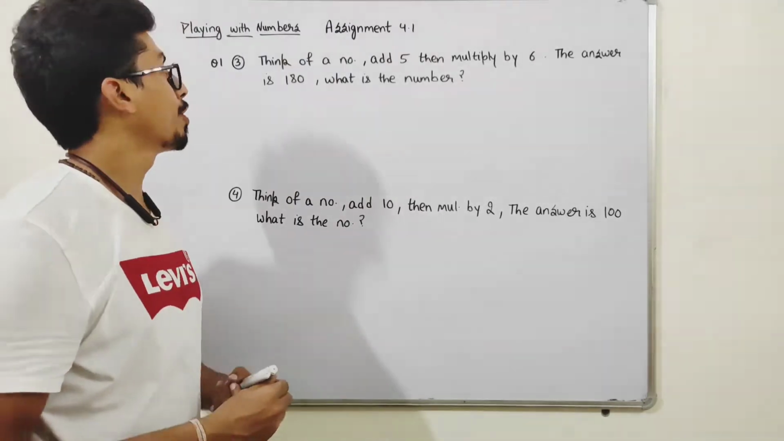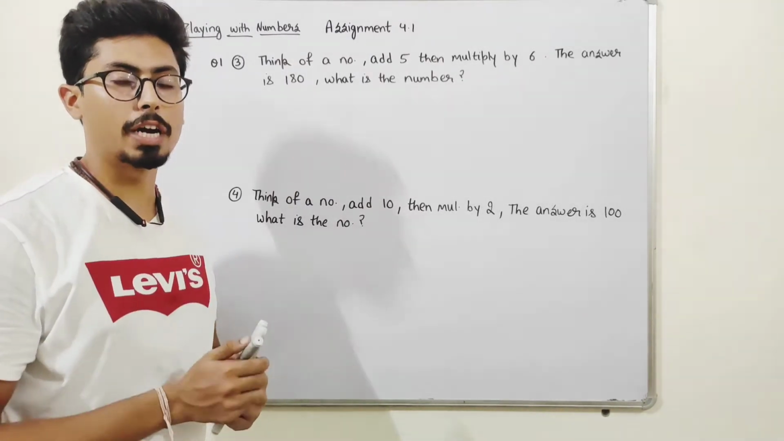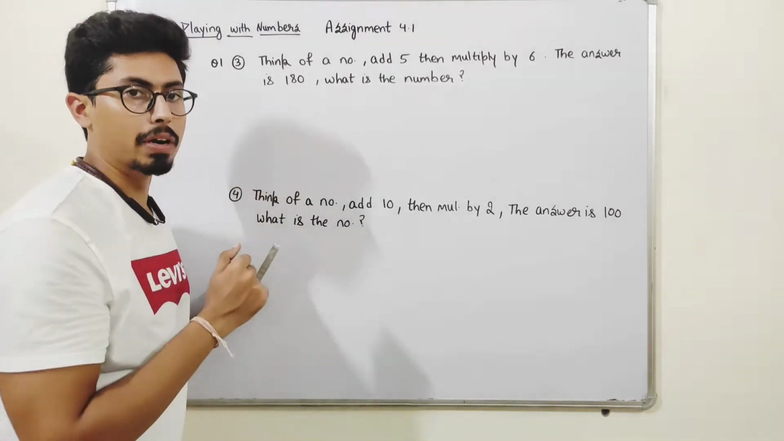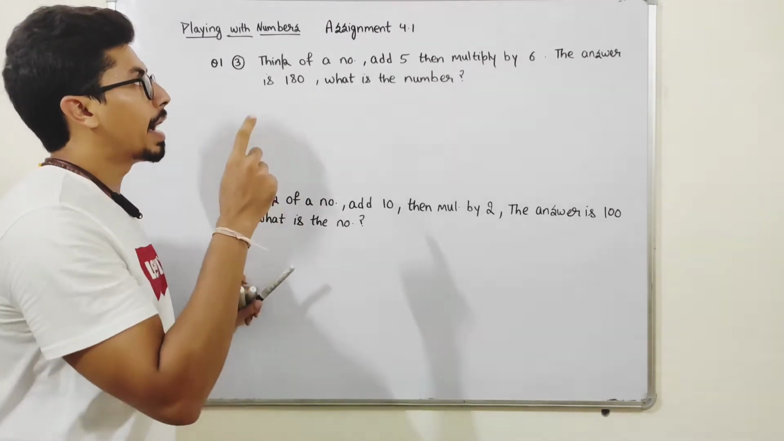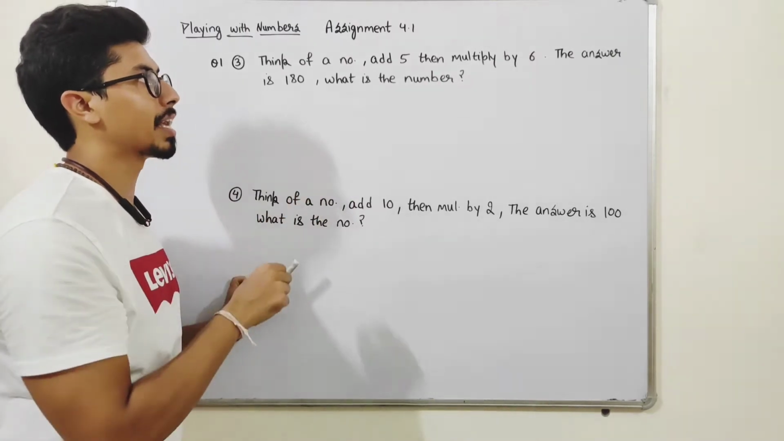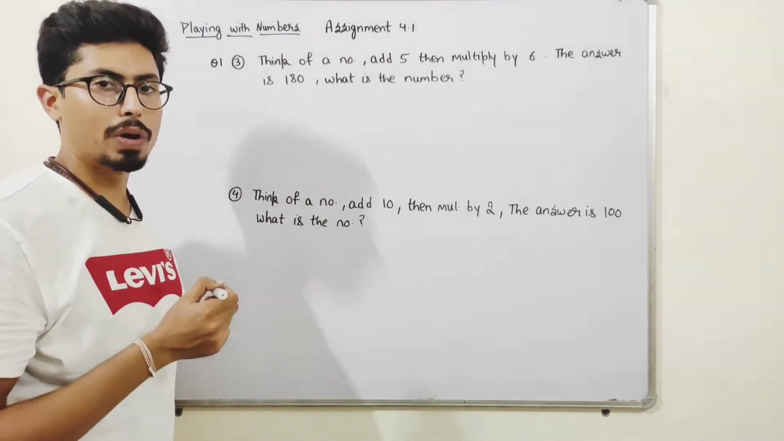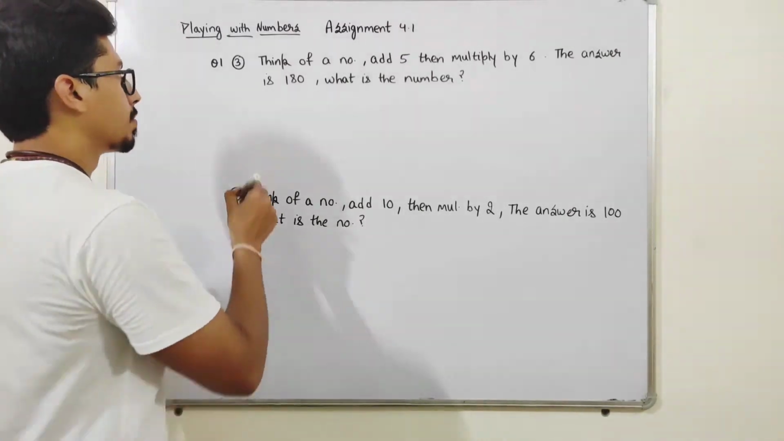Now moving forward to question number 1, third part, students. It is given: think of a number, add 5, multiply by 6, and the answer is 180. We have to find the number. So let's do one thing: let the number be x.